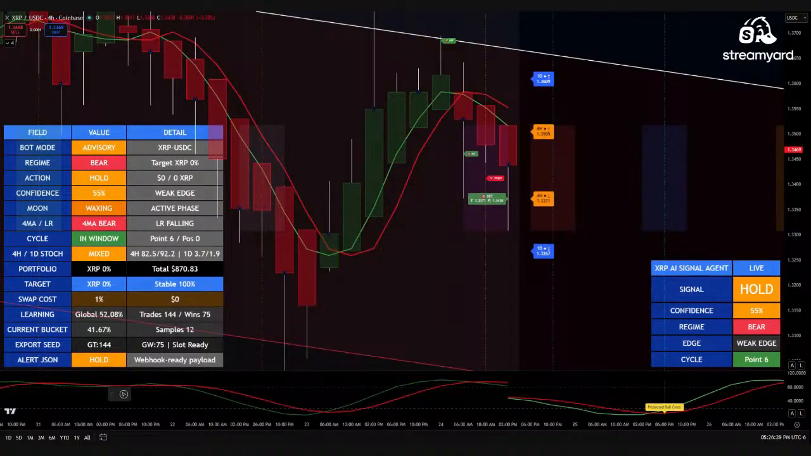Welcome to the XRP AI Agent live stream. This stream displays a live market interpretation system designed to monitor XRP and organize information into a structured decision table. The chart is shown for context. The table is the decision engine.